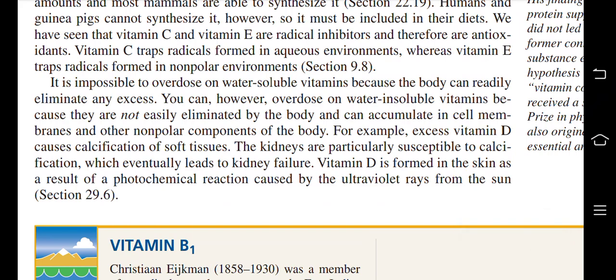It is possible to overdose on water soluble vitamins because the body can readily eliminate any excess. You can, however, overdose on water insoluble vitamins because they are not easily eliminated by the body and can accumulate in cell membranes and other non-polar components of the body. For example, excess vitamin D causes calcification of soft tissues. The kidneys are particularly susceptible to calcification, which eventually leads to kidney failure. Vitamin D is formed in the skin as a result of a photochemical reaction caused by ultraviolet rays from the sun.